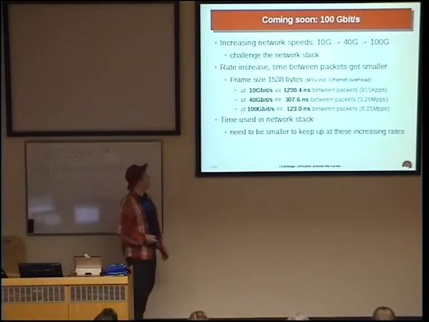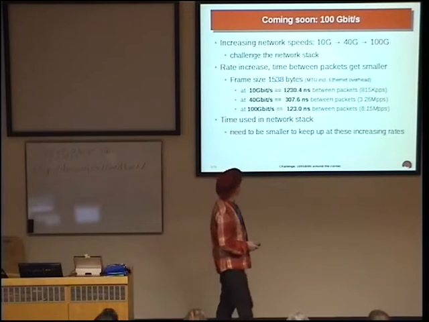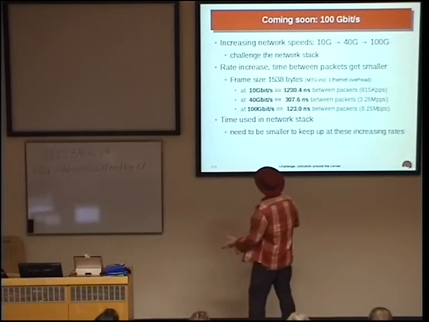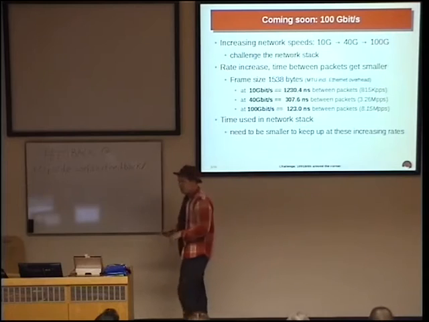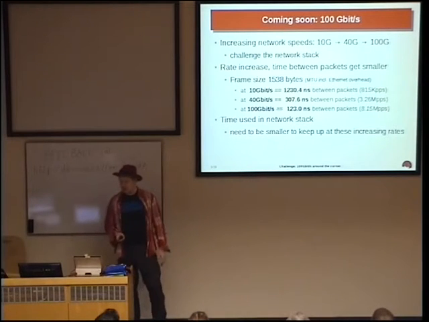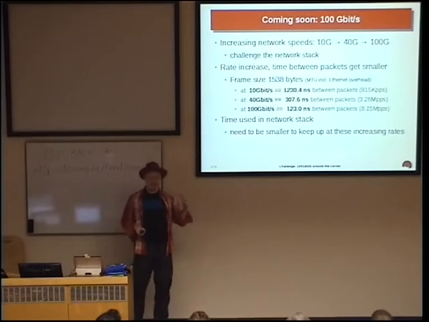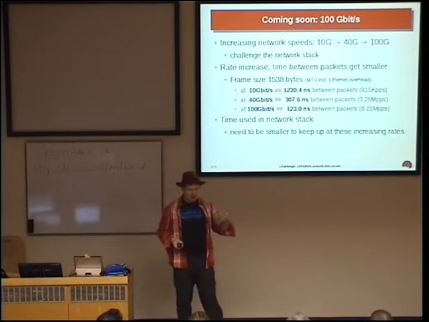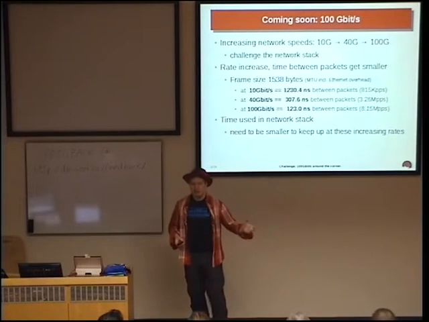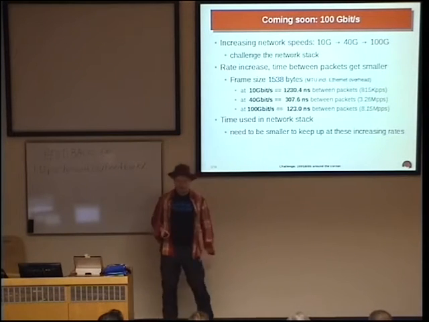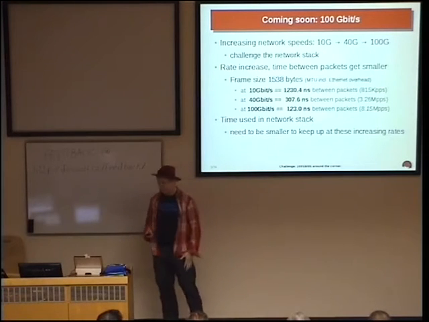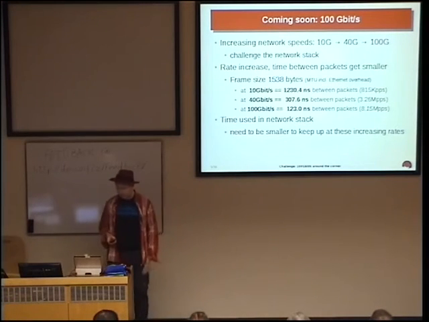So 100 gigabits is coming really soon. What happens when the network speed increases? The time between the packets gets smaller. That means the network stack and the software has less and less time to process each packet before a new one arrives, to keep up with the network.